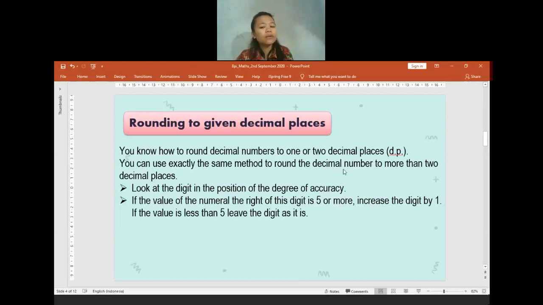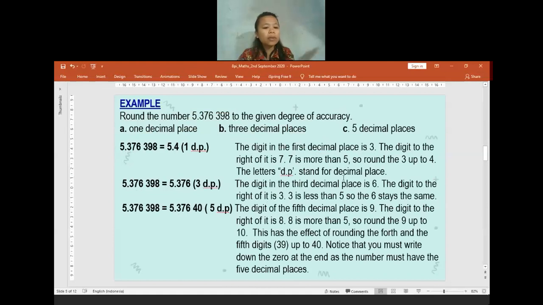For rounding off to the given decimal place, I don't think any of you have questions. Here I have some examples. When rounding off to decimal places, the question will not always ask you to round off to one decimal place or two decimal places. It depends on the question. Sometimes you have to round off to 5 decimal places, or even 7 decimal places, depending on how many decimal places are given in the question. The rule is the same as when we round off to one or two decimal places.